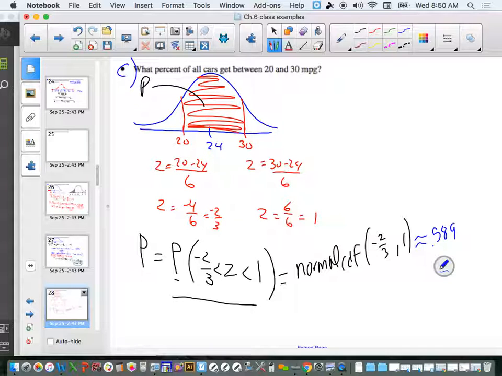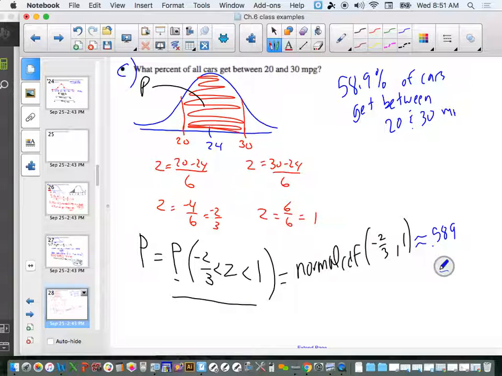So then there's your show. Think was the picture, show was the work, and then the tell. So the tell is to put your answer as a complete sentence. So 58.9% of cars get between 20 and 30 miles per gallon, according to the normal model.